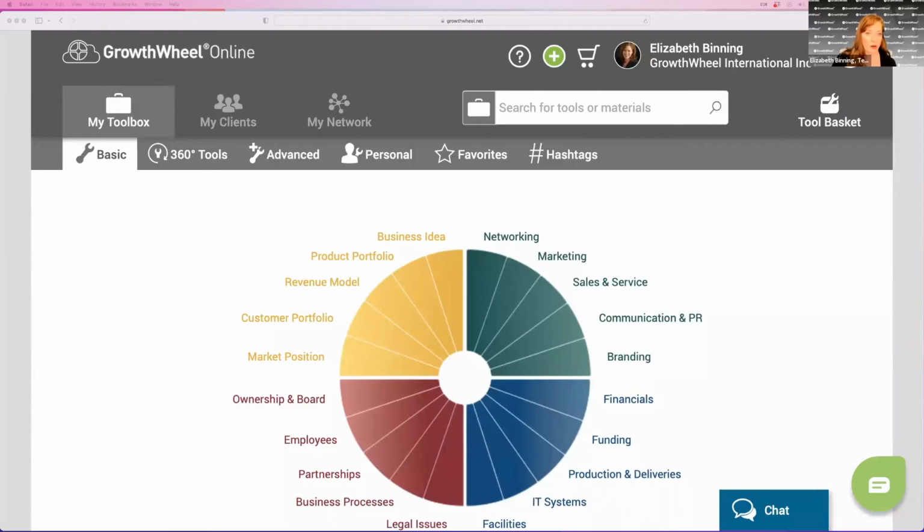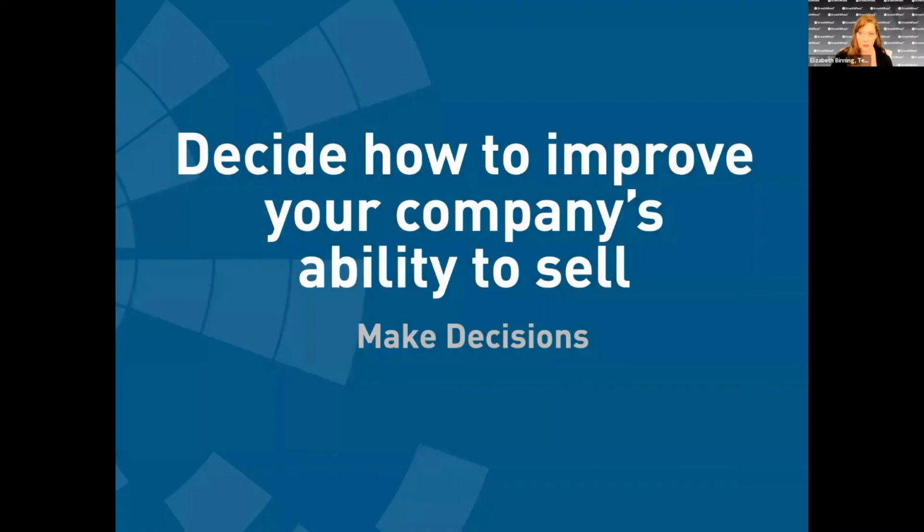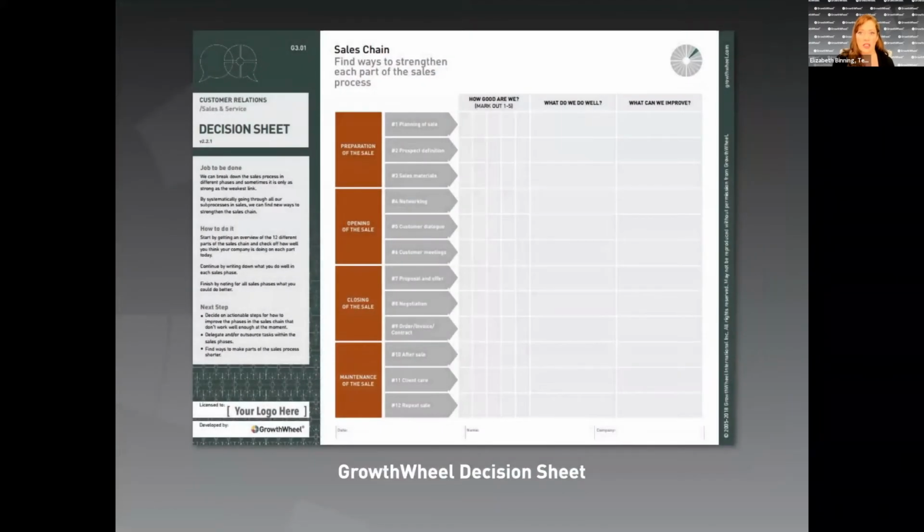So the first decision sheet, after that framework, and after they've had some chance to reflect on their current sales process, is about how to improve it. One of the things we looked at was this decision sheet called Sales Chain. If your clients want to improve their ability to sell, they need to identify and strengthen that weakest link. Again, like Dave was saying, some of them are going to be great at closing, some of them are going to be great at opening. So how can they figure that out?